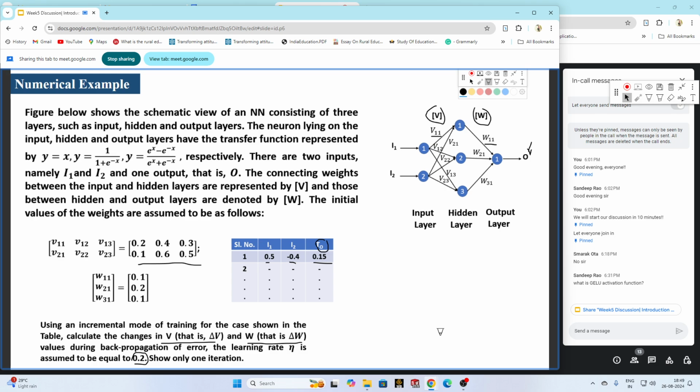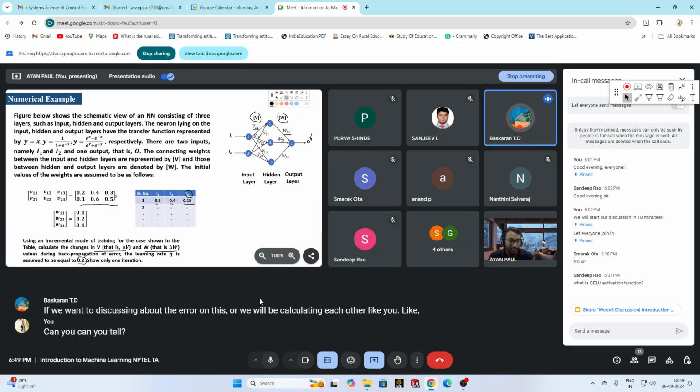So is the question clear to all of you? Very important, is the question clear to all of you? The, we won't be discussing the error on this, or we will be calculating this error while doing. Can you tell a bit clearer? Your voice is very unclear.